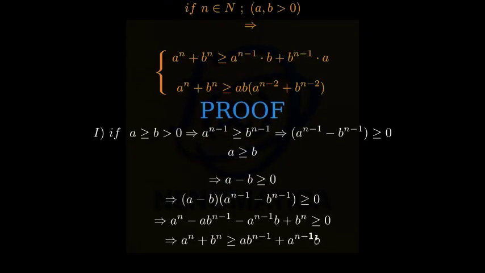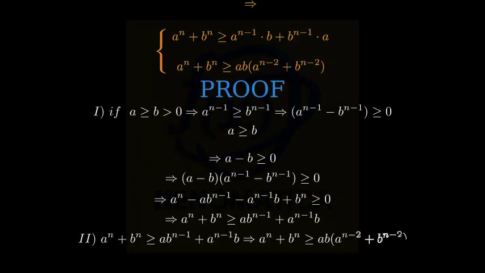Rearranging this inequality, we get a to the power of n plus b to the power of n is greater than or equal to a times b to the power of n minus 1 plus a to the power of n minus 1 times b. Now, for the second part of the proof, we'll show that a to the power of n plus b to the power of n is greater than or equal to a times b times the sum of a to the power of n minus 2 and b to the power of n minus 2.